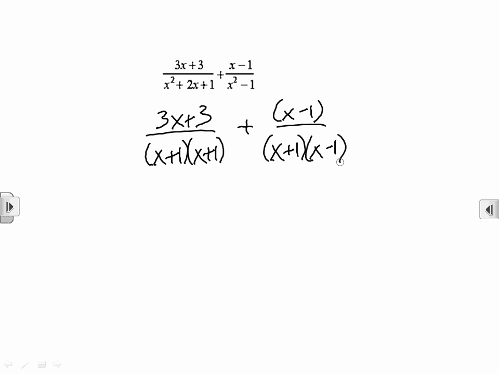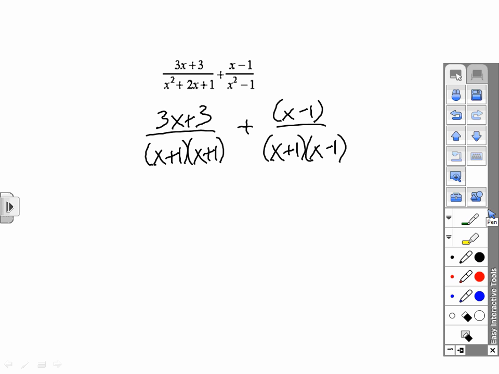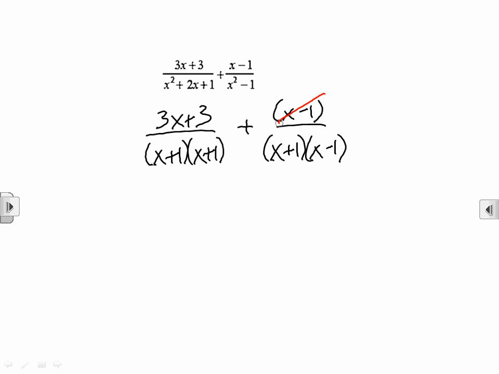Okay, so at this point, I could do a couple things. I could find my common denominator like I have in the other problems. The smart way to see this problem is that I already have some like factors going on. I already have an x minus 1 over an x minus 1. So I could rewrite this second fraction as 1 over x plus 1.